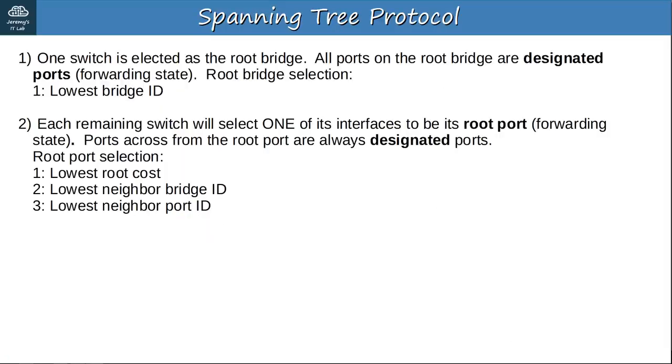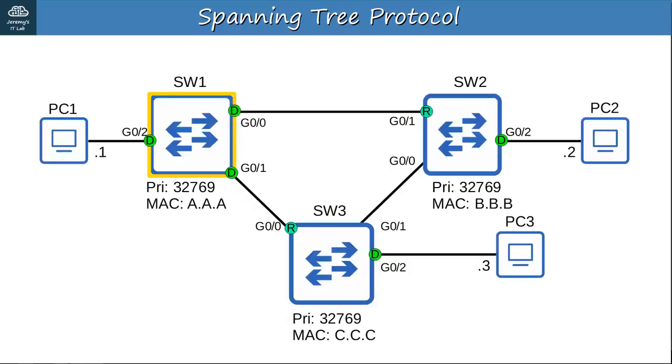Okay, so this is our process so far, but it's not complete. We still haven't blocked any ports, and we need to block some ports to prevent layer 2 loops. So let's return to our previous topology. All that's left is this connection between switch 2 and switch 3. So far, all of our ports are in a forwarding state. Both root ports and designated ports are always in forwarding state. So to prevent loops, do we block both of these ports? Switch 2's G00 and switch 3's G01?